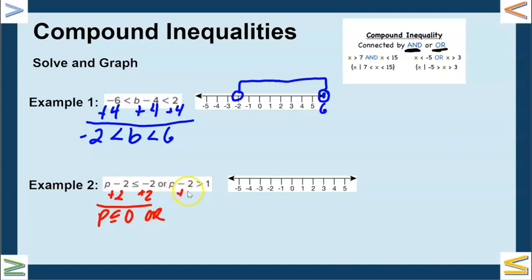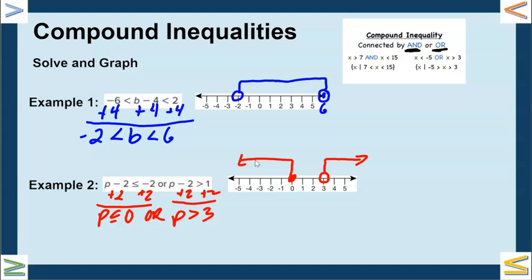Here I'm going to add 2 to both sides to get p by itself, and I'm left with p is greater than 3. So I have my two solutions here. So I'm going to put a filled in circle at 0 because it can equal 0. And then I have an open circle at 3 because it cannot equal 3, but it's got to be greater than 3. Greater than 3 means it's going to the right. Less than or equal to 0 means it's to the left of 0.